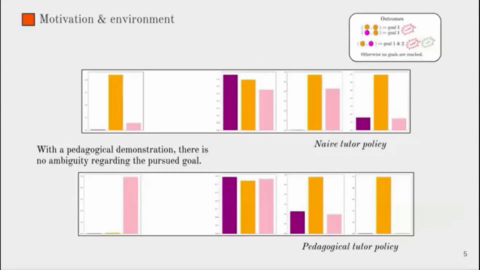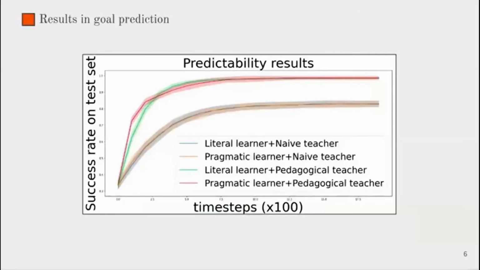Here you can see the naive and pedagogical tutor policies, and with pedagogical demonstration there is no ambiguity regarding the pursued goal. This clearly shows in our predictability results, where we can see that learners that are trained with pedagogical demonstration can better predict the associated goal to the demonstration.